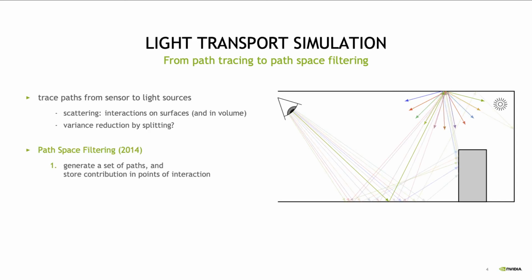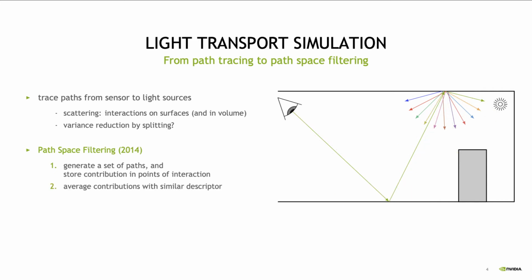Path-based filtering overcomes this limitation elegantly by reusing paths instead of creating additional ones. Given a set of paths, the radiance in points of interaction, also called vertices, is stored. This is in contrast to pure path tracing, where only radiance in the points on the sensor is stored. It is important to note that the radiance in these points is usually either available for free or at a very low additional cost, since it is used in the path tracing process anyway.